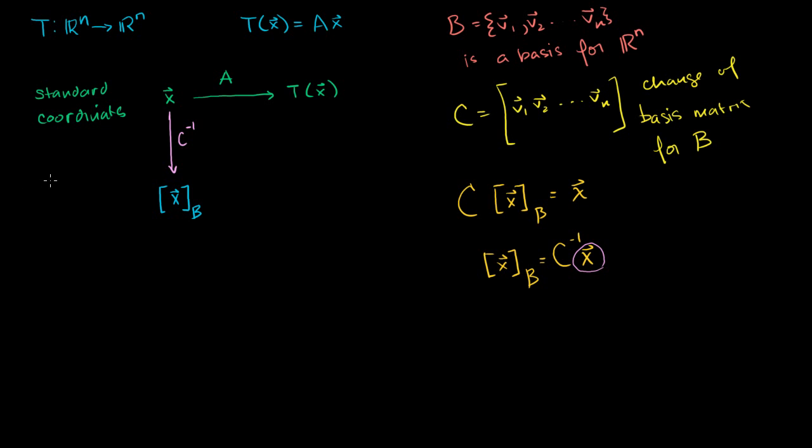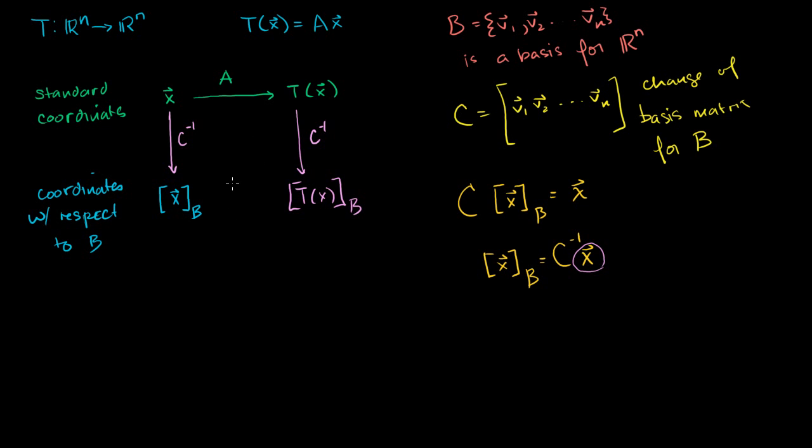So these are coordinates with respect to B. Now I could do the same thing here with the transformation of x. This is just the standard representation of the transformation of x. So I could multiply it by C inverse if we want to go in that direction. And then we're going to get the transformation of x represented in B coordinates.